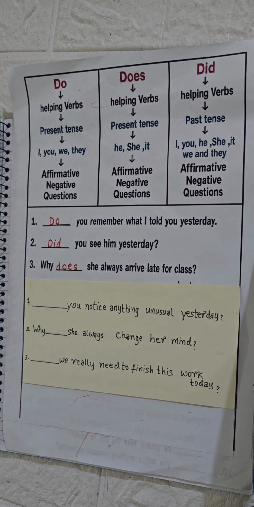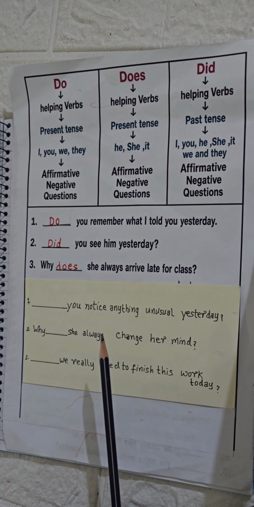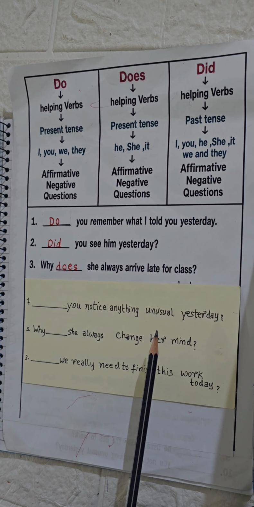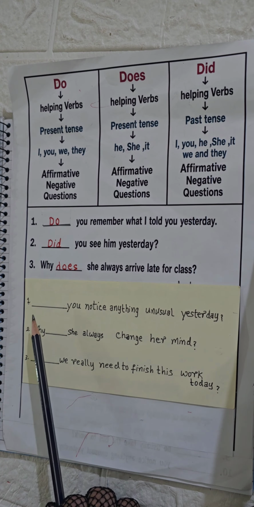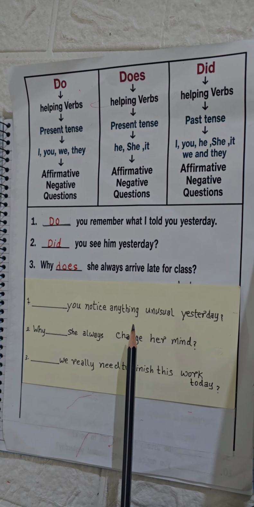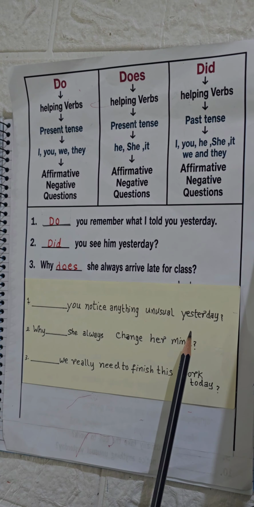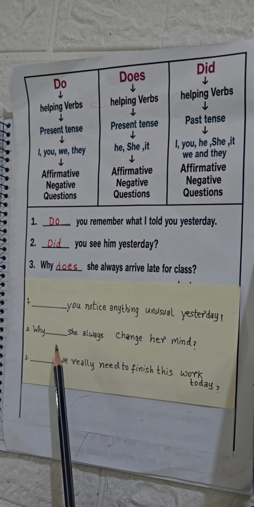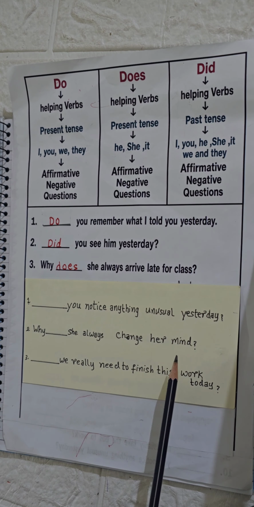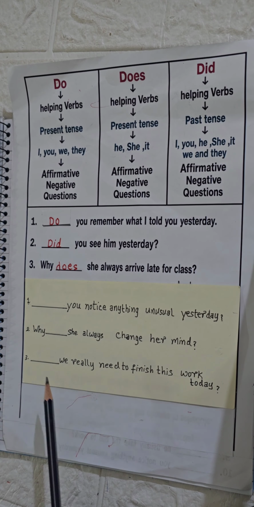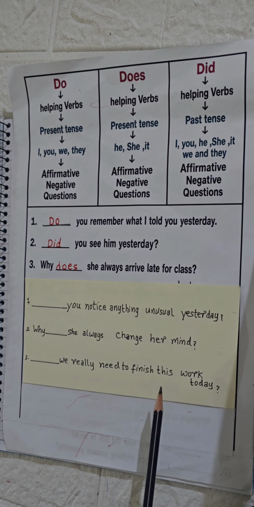And that brings us to the end of today's lesson on do, does and did. I hope this lesson has made these three little words much clearer and easier for you. Now complete these sentences by using do, does and did. Number one: blank you notice anything unusual yesterday? Number two: why blank she always change her mind? Number three: blank we really need to finish this work today?